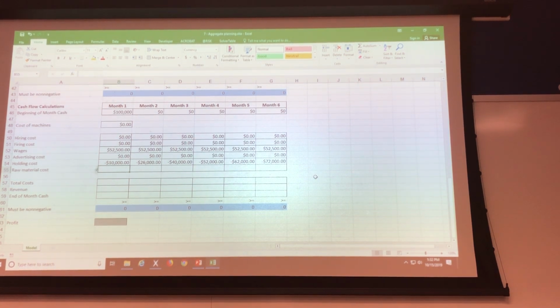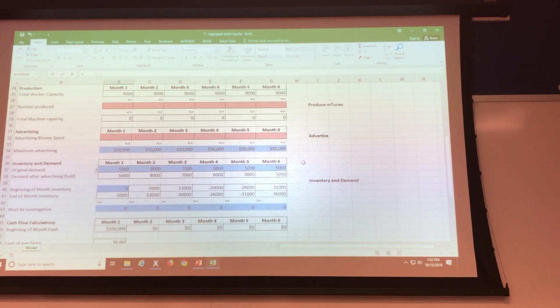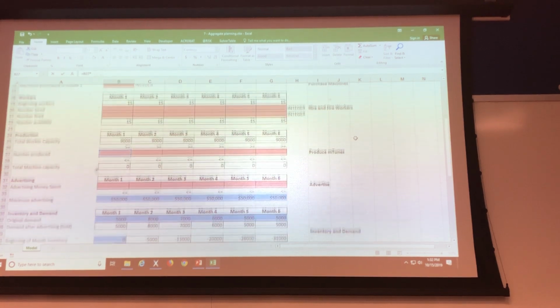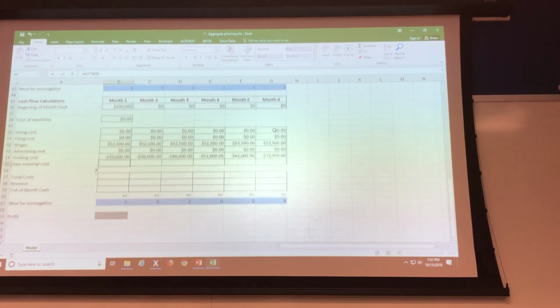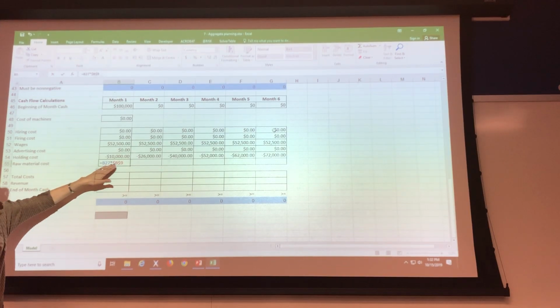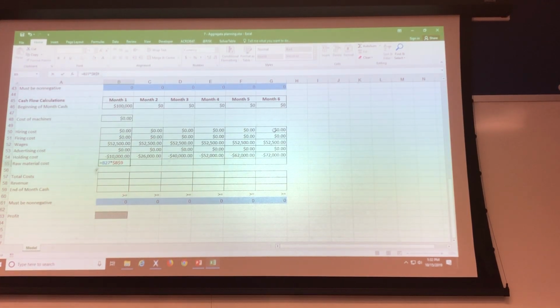All right, raw material costs would be the number produced times the actual raw material cost, which is up here somewhere. So B27 times B9, and I'm going to make B9 the absolute reference. So B27 times B9, B9 absolute reference.